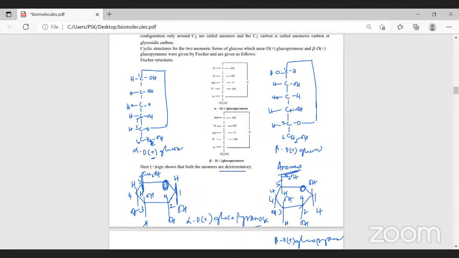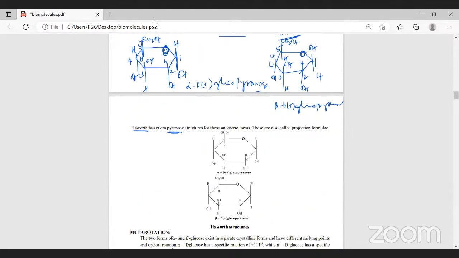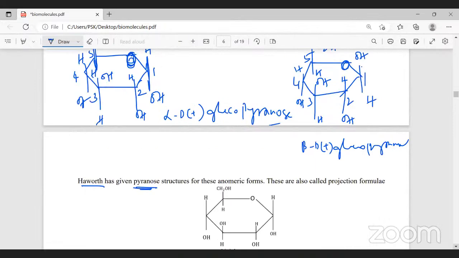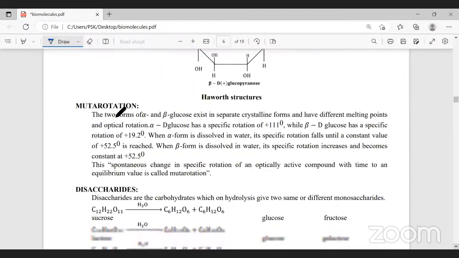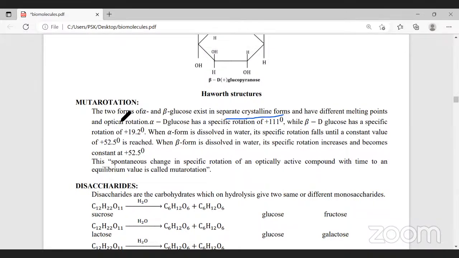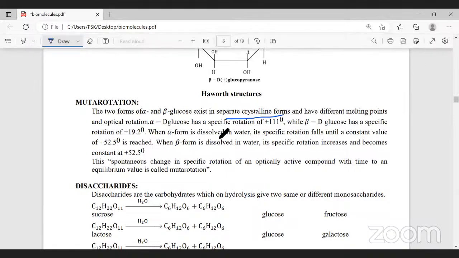Now, coming to fructose, we will learn about the Haworth structure of fructose. Before we go for the Haworth structure of fructose and other molecules, we should know what mutarotation is. The two forms, alpha and beta glucose, exist in separate crystalline forms and have different melting points and optical rotations.